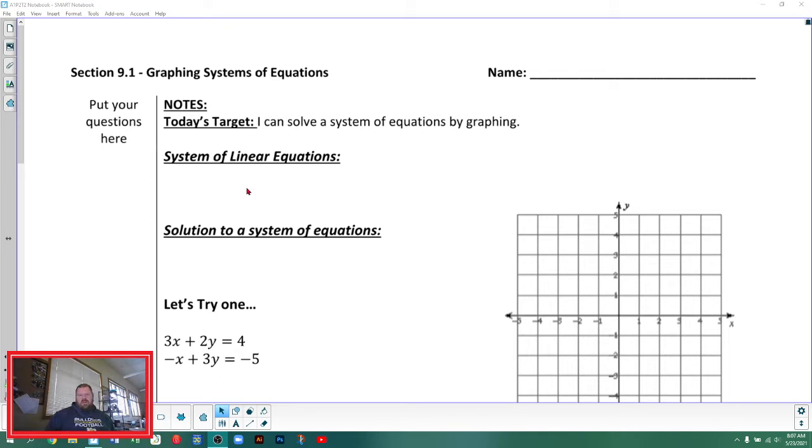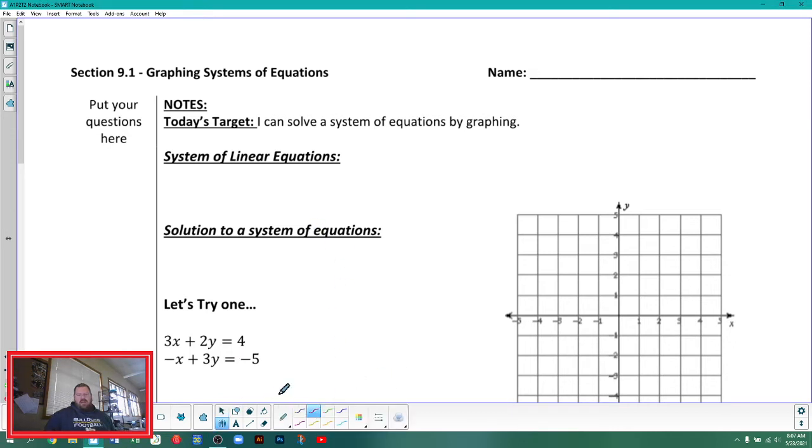Today we're going to start our work with systems of equations. It's a big turning point in math where we start to get to a little bit more abstract thinking, and the difficulty definitely increases also. Anyways, let's go ahead and get started.